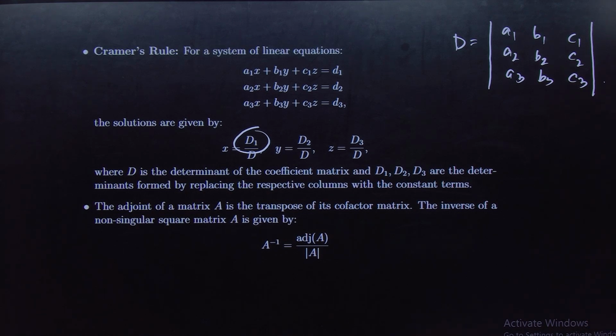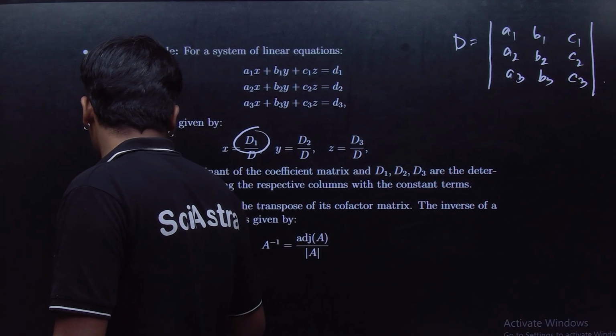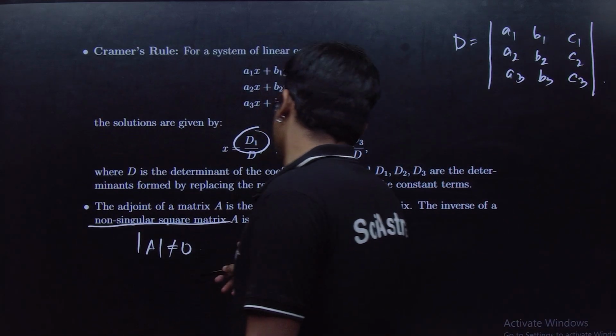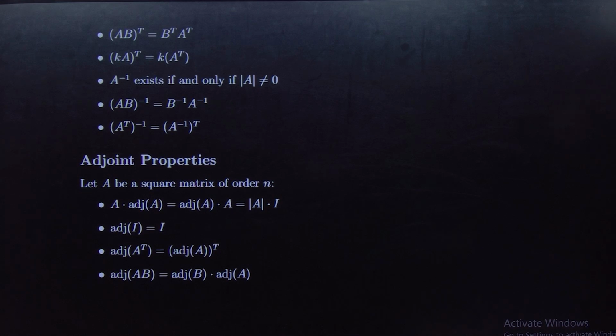Now the adjoint of a matrix is the transpose of its cofactor matrix, right? And the inverse of a non-singular square matrix. So what is a non-singular square matrix? If the determinant is non-zero, right? So the inverse of this matrix is given by A inverse equal to adjoint of A divided by the determinant of this matrix, right?